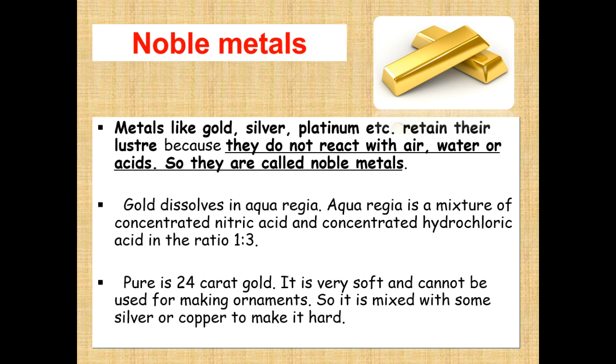Now we may have noticed that some metals like gold, silver and platinum are generally used in jewelry. These are special materials. These are called the noble metals. The metals like gold, silver, platinum, etc. retain their luster, meaning shining, because they do not react with air, water and acid. So they are called noble metals. They will not be damaged by the atmosphere like air, water and acid. They will be shining for years.